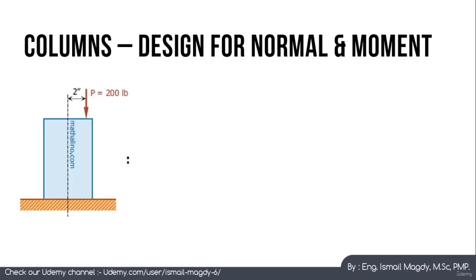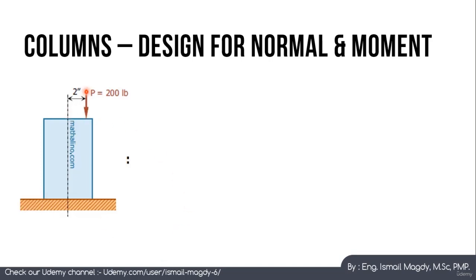In our last video, we learned how to design a column under a normal force. But when we say that this column is under only a normal force, we are making an assumption here that all vertical forces are perfectly aligned to the center of the column beneath them.